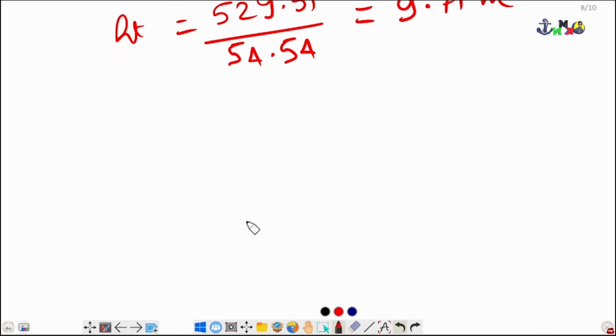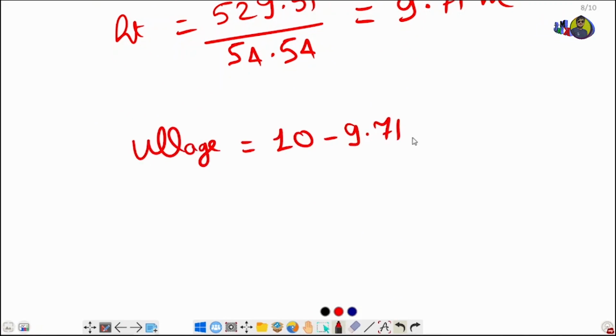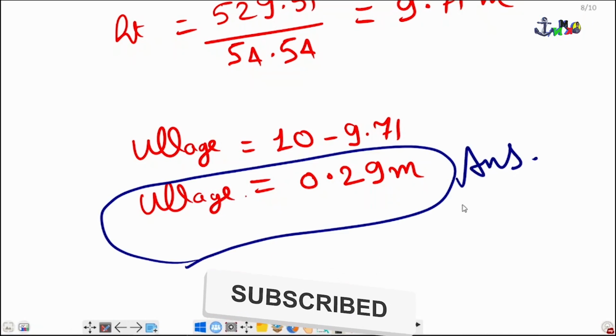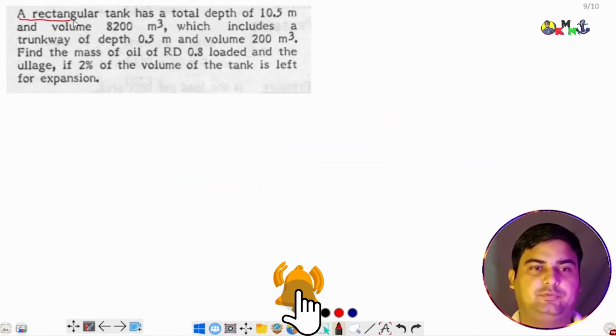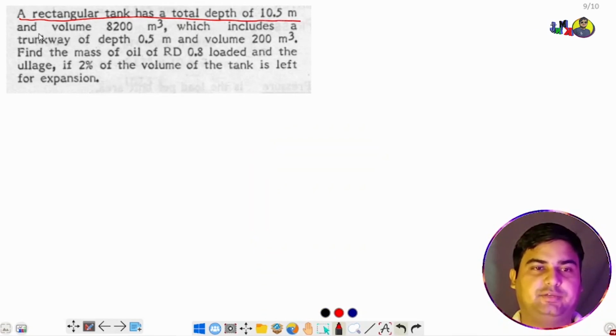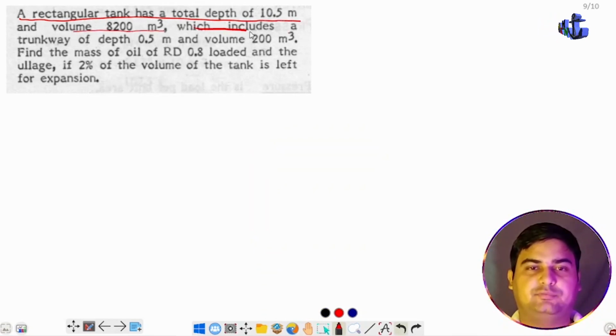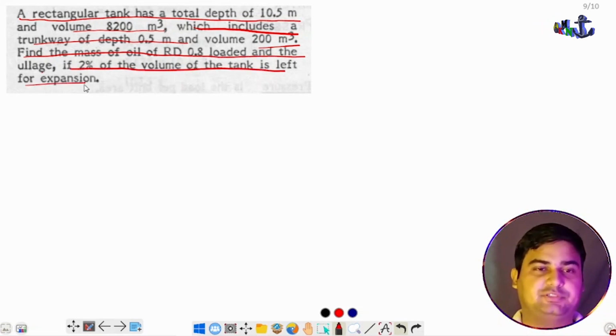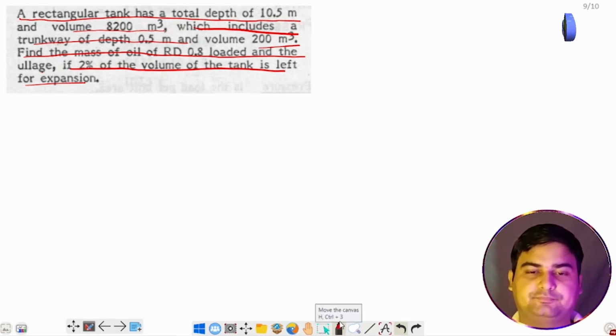So we need to find out the ullage. Ullage will be equals to 10 minus 9.71. So it will be equals to 0.29 meters. Ullage. This is the answer. A rectangular tank has a total depth of 10.5 meters and volume 8200 meter cube, which includes a trunkway of depth 0.5 meters and volume 200 meter cube. Find the mass of oil of RD 0.8 loaded and the ullage if 2% of the volume of the tank is left for expansion. It is similar to the one we have solved earlier.